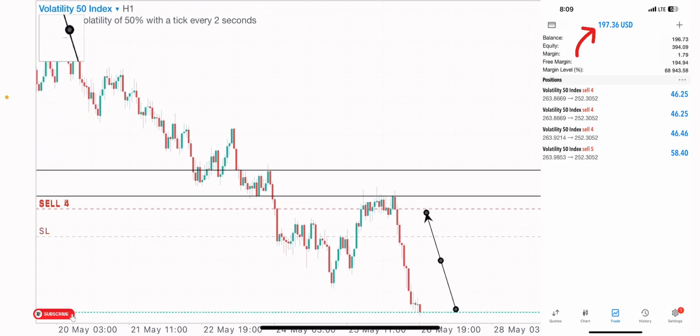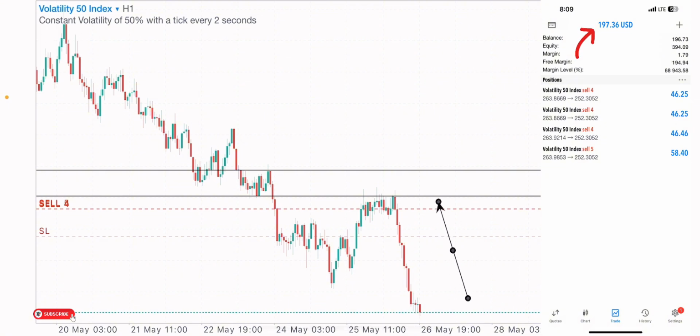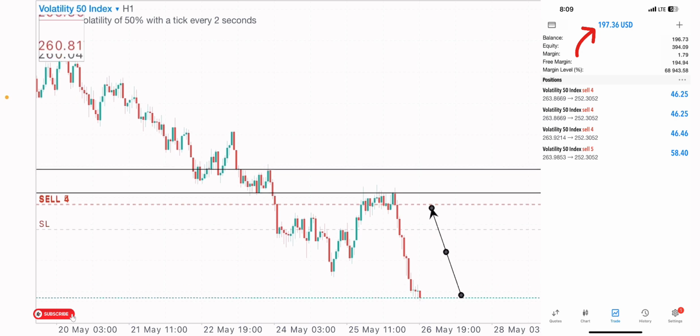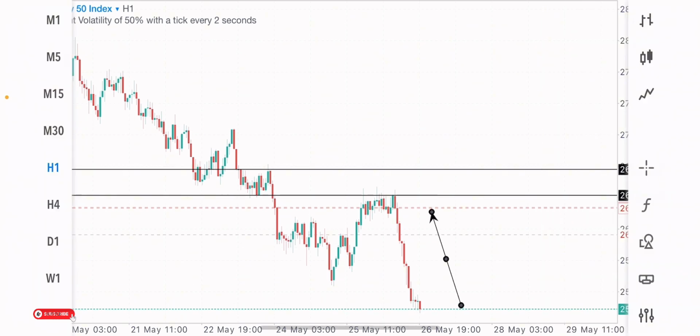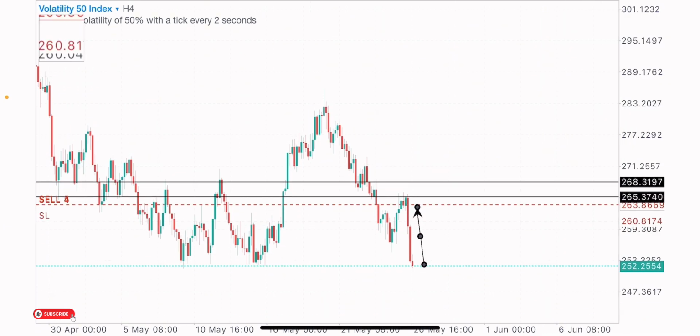Yeah, I've got two positions closed. I had five positions on this index, and I've closed out two, left with three running. And I'm still expecting more sells on this index.